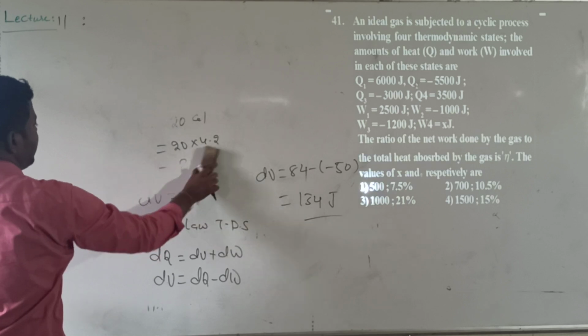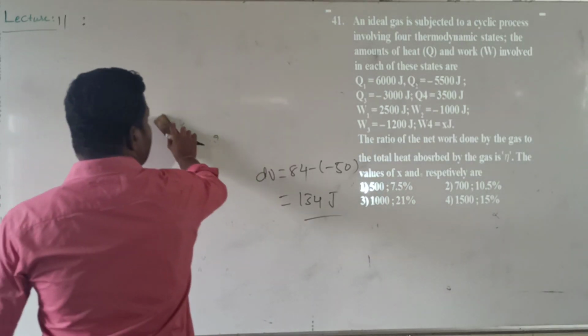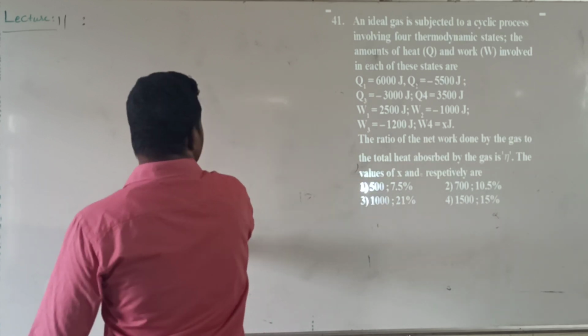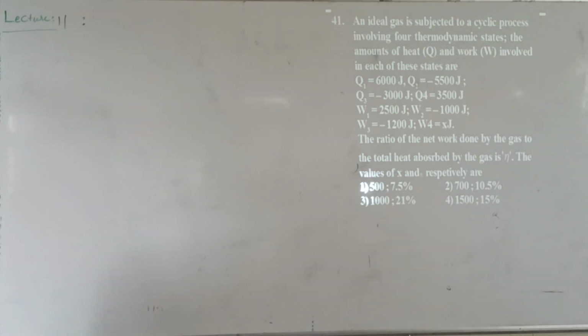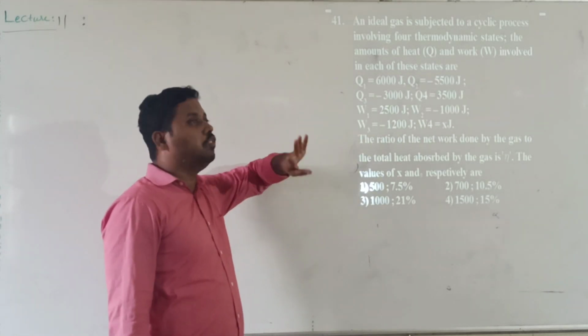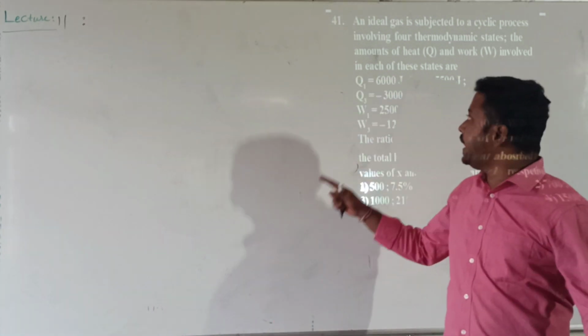So what is this question? In this question, an ideal gas is subjected to a cyclic process involving four thermodynamic states. The amount of heat and work done in each step is given. So this is one cyclic process, and for this cyclic process, 4 steps are there, and in the first step, heat is given.